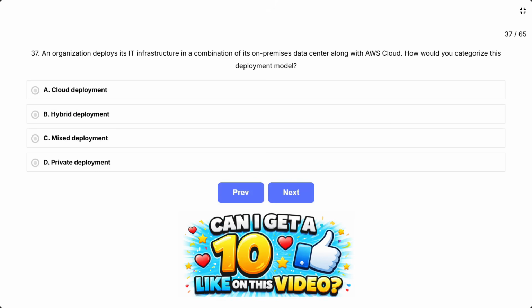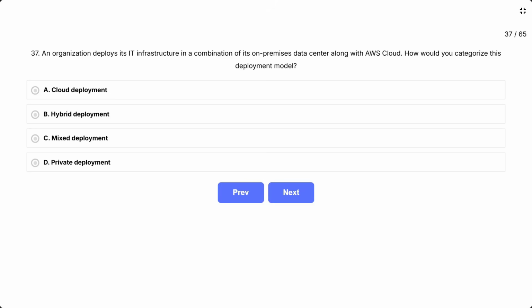Question 37. An organization deploys its IT infrastructure in a combination of its on-premises data center along with AWS Cloud. How would you categorize this deployment model? A. Cloud deployment. B. Hybrid deployment. C. Mixed deployment. D. Private deployment.